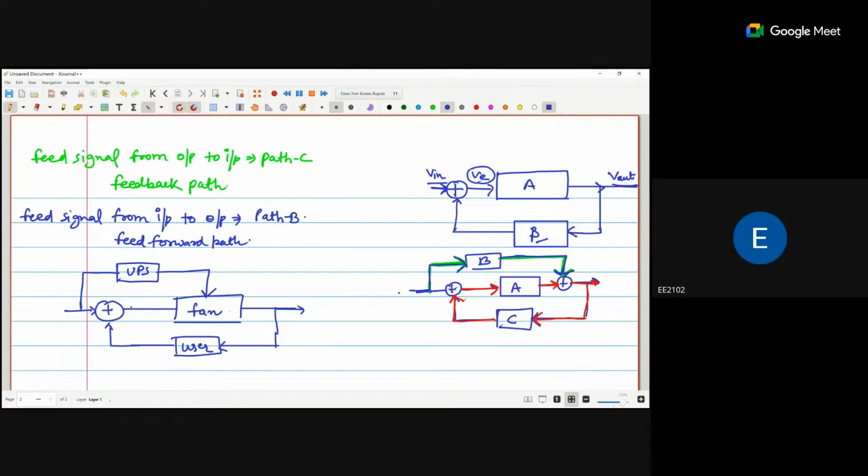Understood? So there are two paths to operate that system. One is the main path. If the main path fails, we have a supplementary path, the UPS, and that path is called the feed forward path. And that is the feedback path.